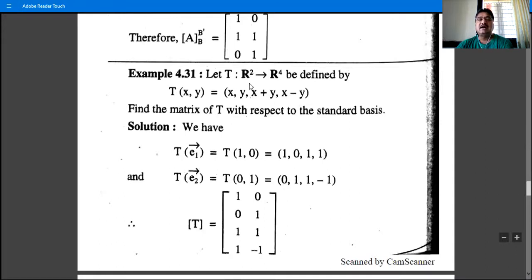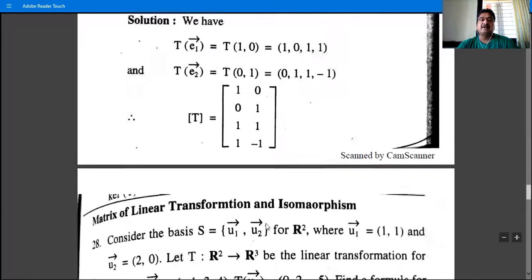Consider this map from R2 to R raised to 4. The standard basis for R2 is E1, E2; E1 and E2 form the basis for R2. Then find T of E1 and T of E2. T of E1, that is T of (1, 0), is this, using the formula, and write this as the first column. T of E2, that is T of (0, 1), is this, by substituting x as 0 and y as 1. We have (0, 1, 1, -1) as the second column. So this is the standard matrix for T, the matrix of T. It is denoted by [T] in square brackets, or capital A.